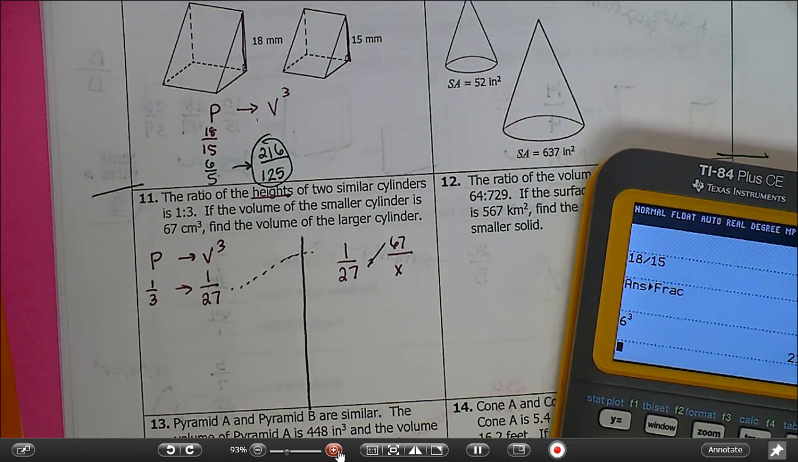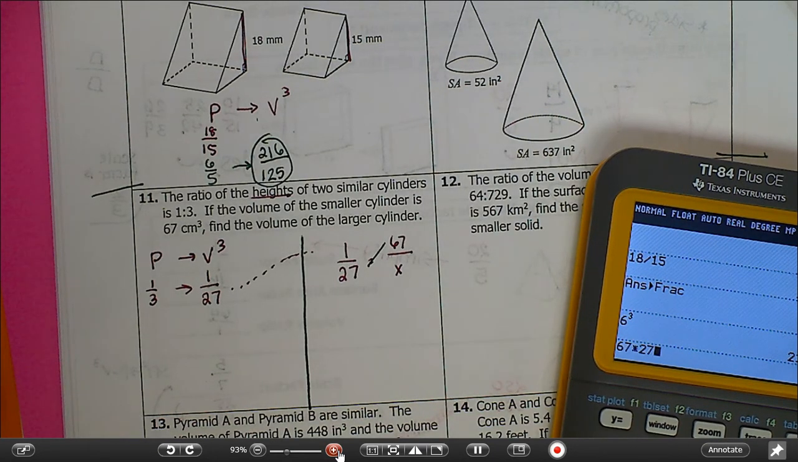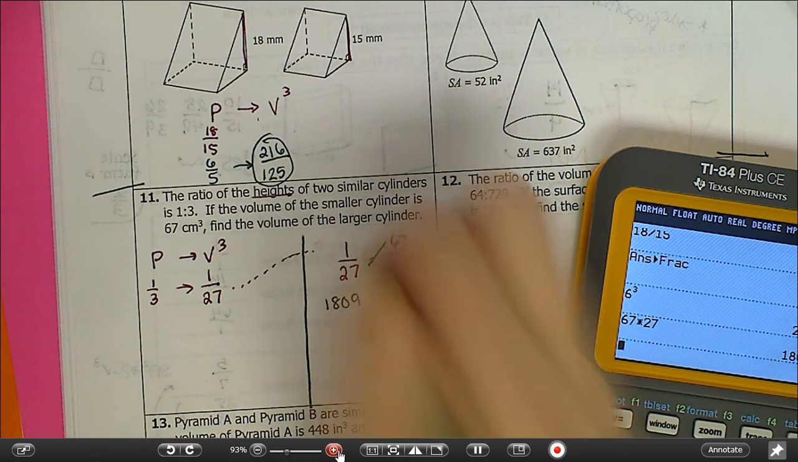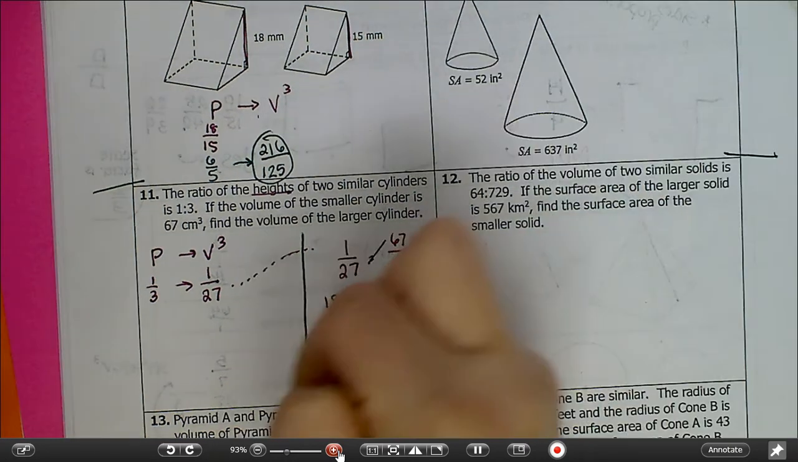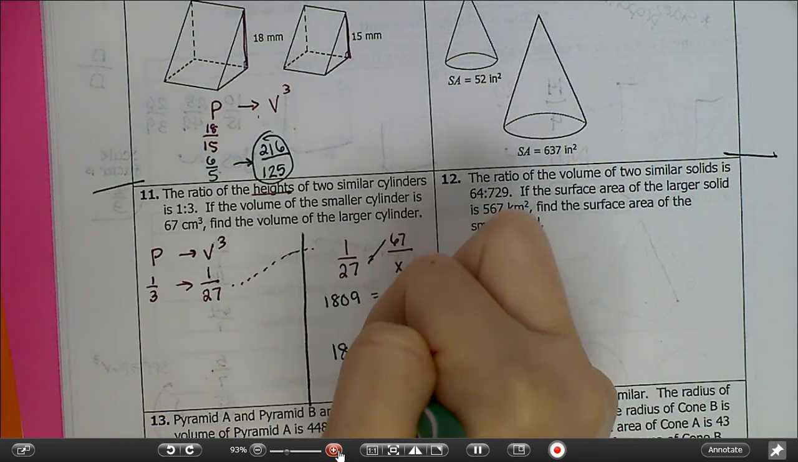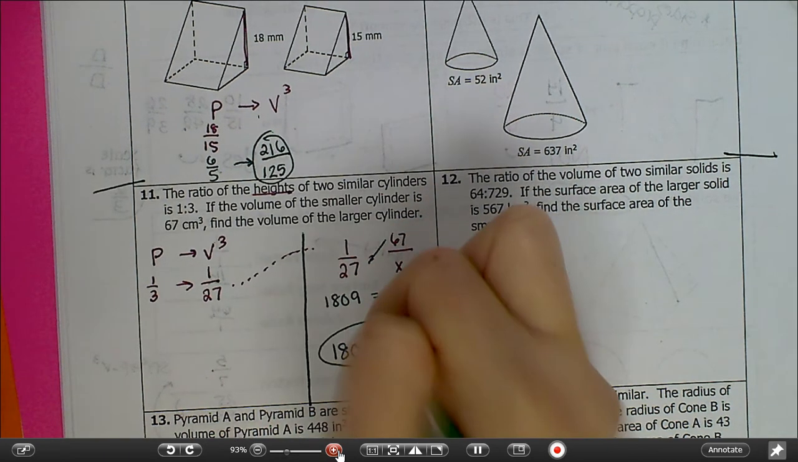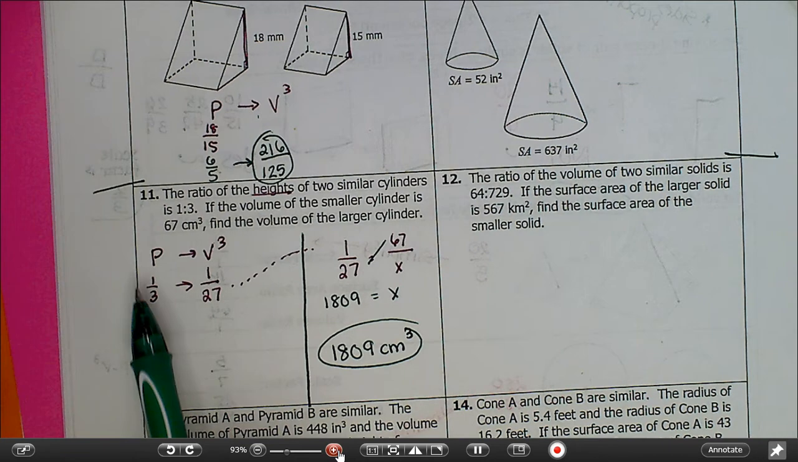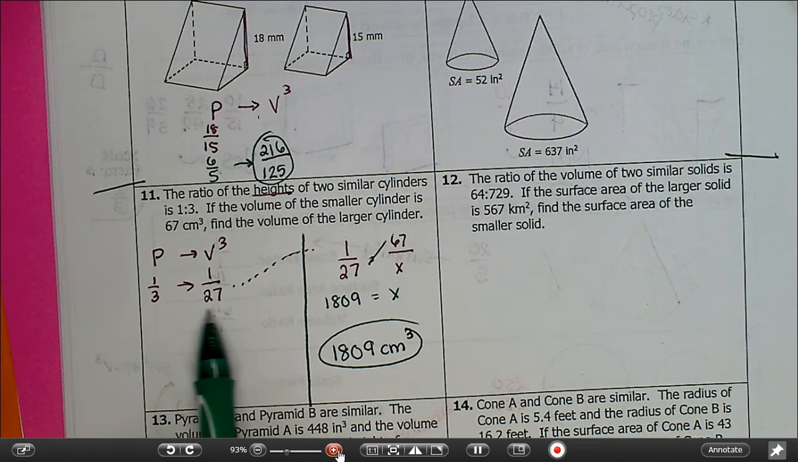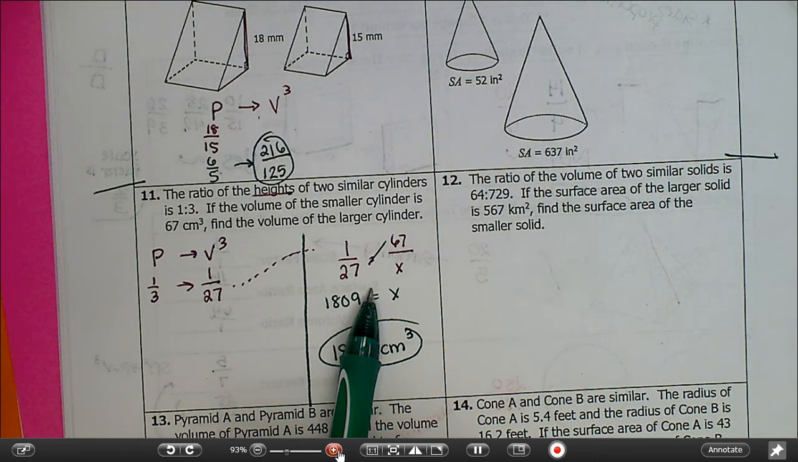67 times 27 is 1,809 equals X. So the volume of the larger cylinder is 1,809 centimeters cubed. All right, so do you see the process? We're going from plane world to volume world, moving up our scale factor. This is super important. And then setting up a proportion.